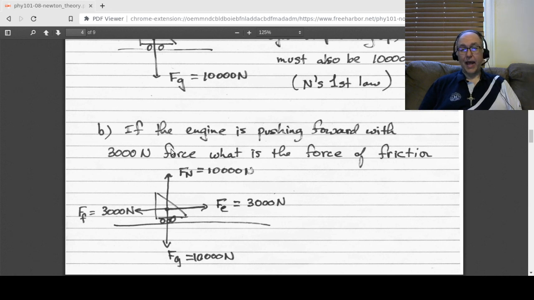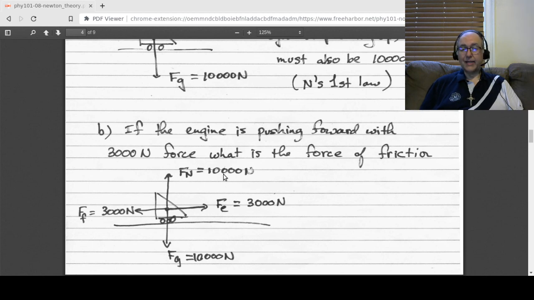All right, so again, I just simply stated, look, the engine is pushing forward with 3,000 newtons force. What is the force of friction? And the answer would be the force of friction is 3,000 newtons in the opposite direction. Okay, take a look at this diagram very carefully, because now you're starting to see the vector nature of the force. The forces up and down have to cancel. Forces up and down don't cancel against forces left and right. Forces up and down cancel against one another, and forces left and right cancel against one another.